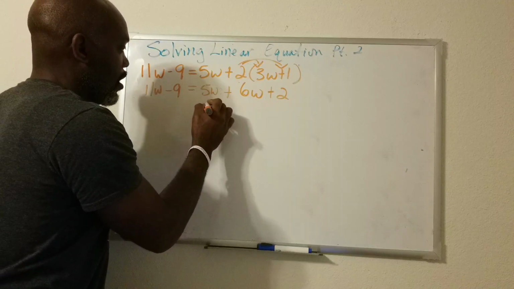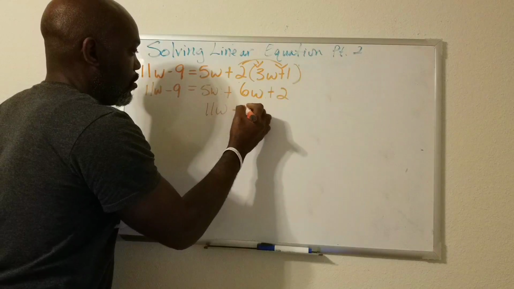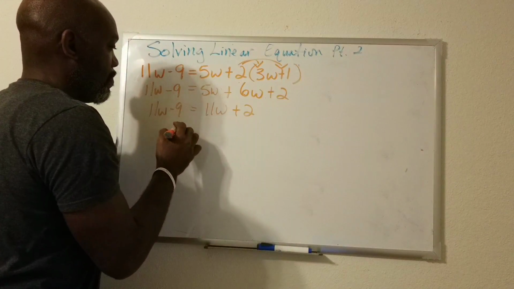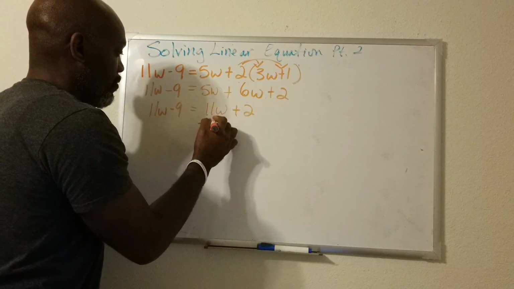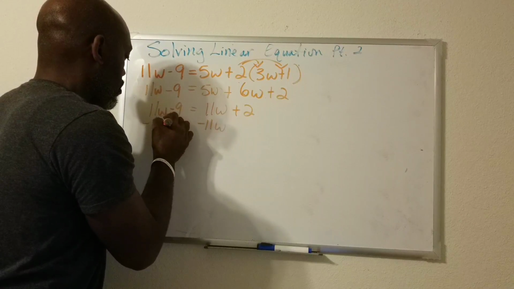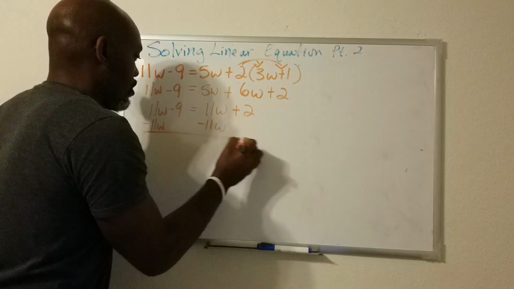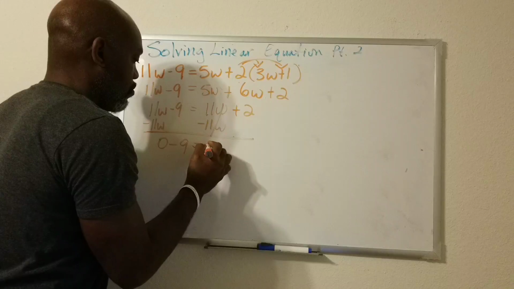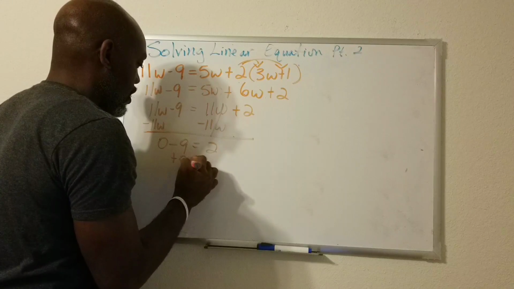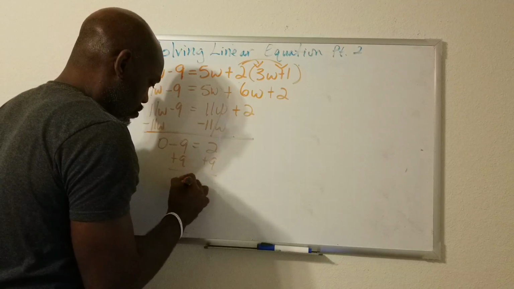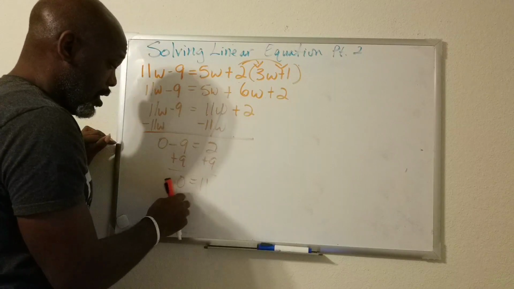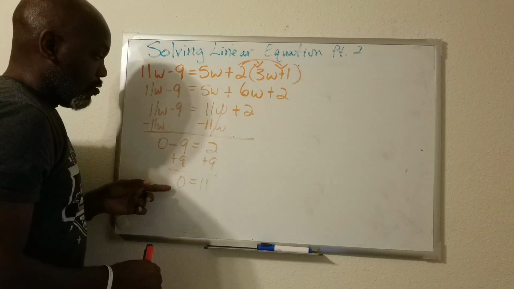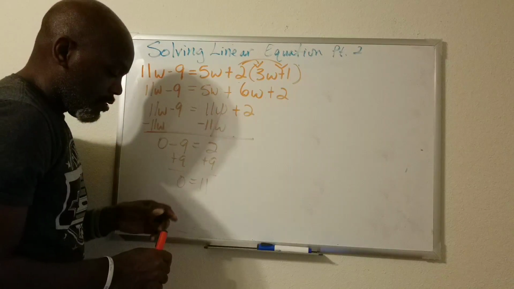So we combine like terms. That's 11w plus 2 equals 11w minus 9. Okay. We're going to do 11w minus 11w. Notice what we get. You get 0 minus 9 equals 2. Add 9 to both sides. You get 0 equals 11. And these do not equal each other. And also notice that the variable is gone away.